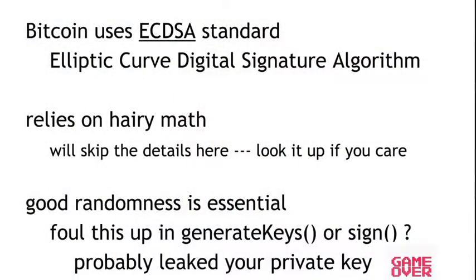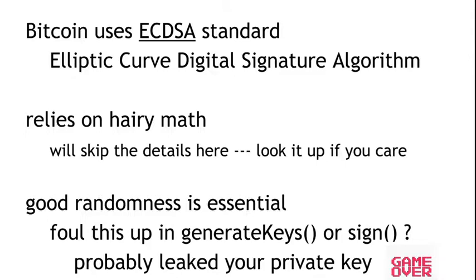Okay, now let's get into the nuts and bolts. Bitcoin uses a particular digital signature scheme that's called ECDSA. That's the elliptic curve digital signature algorithm, and it's a US government standard. We won't go into all the details of how ECDSA works. It relies on some extremely hairy math, and trust me, you don't want to see all the details. You can look it up if you're interested.